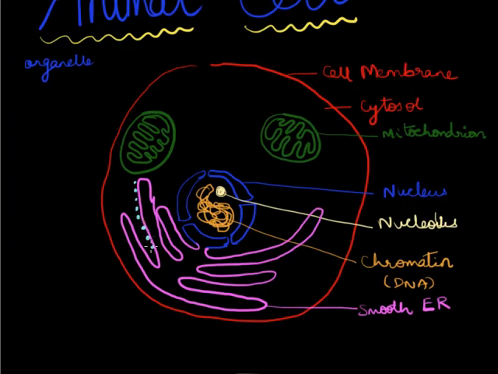So the blue dots represent the ribosomes, and they are found attached on the membrane of the endoplasmic reticulum, making the appearance rough. So that is why this type of endoplasmic reticulum is called the rough type, rough ER. And the blue dots, they are the ribosomes.